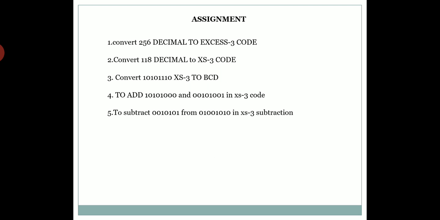Assignment for students. First one, convert a decimal number to XS3 code. Second one, convert 118 decimal to XS3 code. Third, convert XS3 code to BCD. Fourth, add two binary numbers using XS3 code addition. Fifth, subtract binary numbers using the XS3 subtraction method.